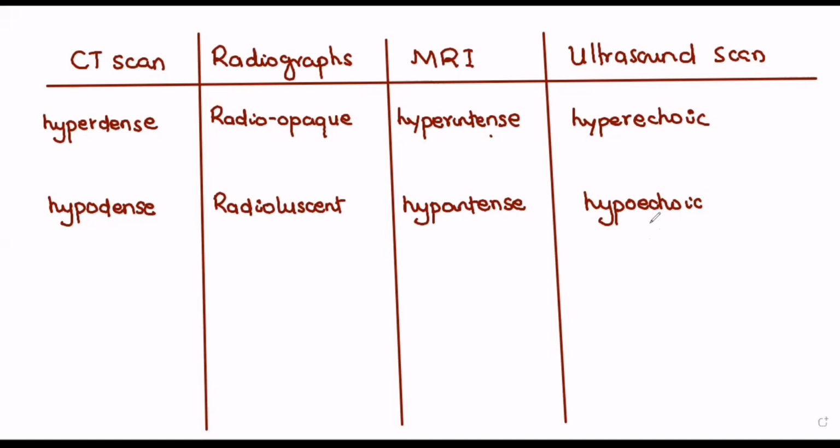Hypo-echoic or anechoic. So you can have isodense, iso-intense, isoechoic, but there is no term to describe that for the radiograph. Please, have you gotten the principles? Yes, sir. Very good. So now let's begin with bleeding into the brain, okay?